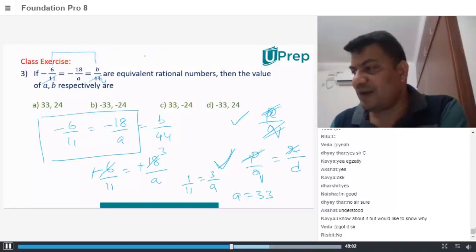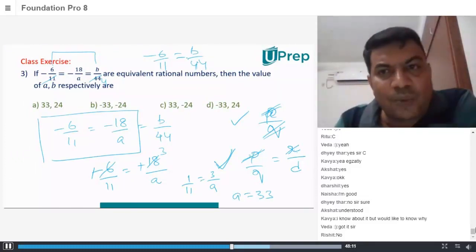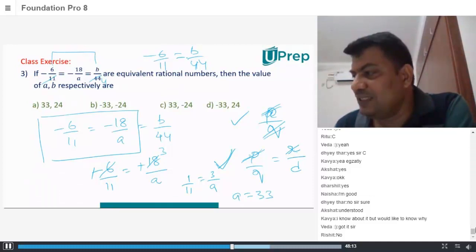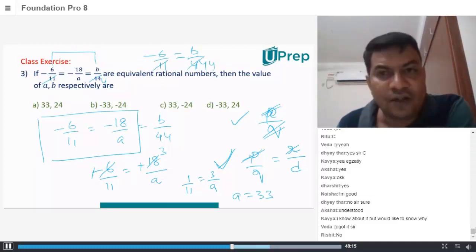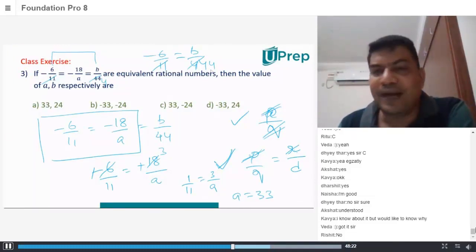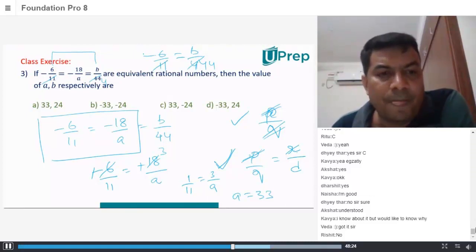I've just taken it as minus 6 by 11 is equal to B by 44. I'm comparing the first one with the third one. I can see 11 ones are 11, 11 fours are 44, because they are on the same denominator. So I can eliminate that. So your 4 into minus 6 is minus 24.